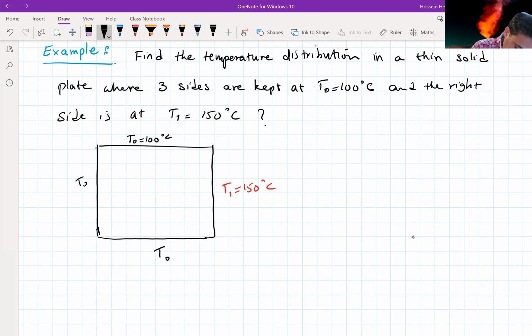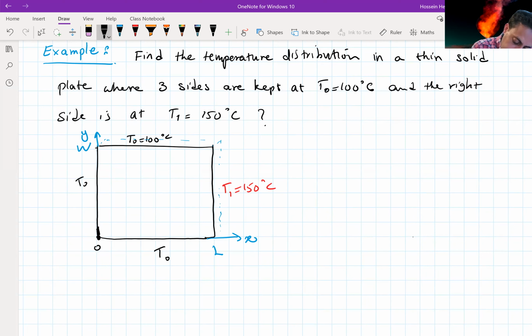Now I can choose the axis here. If this is 0,0, I'm going to call this one axis X, the other one Y. And let's assume the length of this plate is L, the width of that is W, the thickness is small in the Z direction. The reason for the smallness of that is then we can deal with the 2D heat transfer in this system. So we can assume the temperature in the Z direction is uniform everywhere.